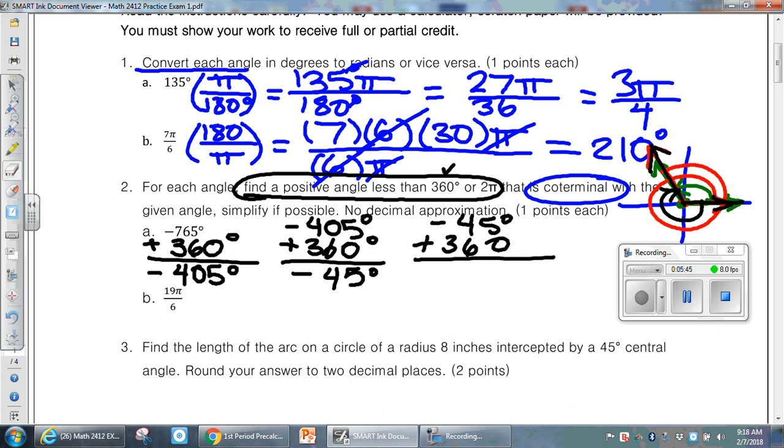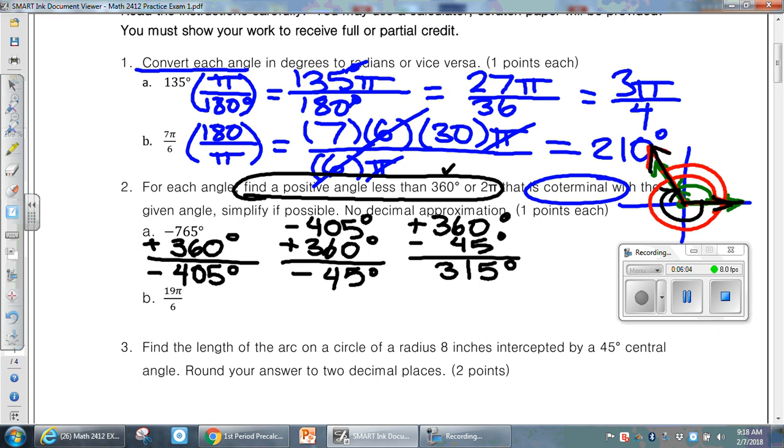Actually, let's do that the other way. So in this case, 360 minus 45. We will get 315. There we go. Now that one is positive.